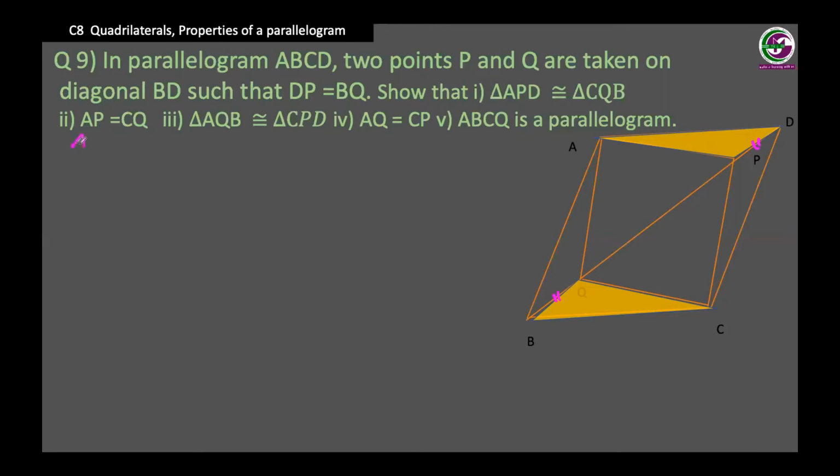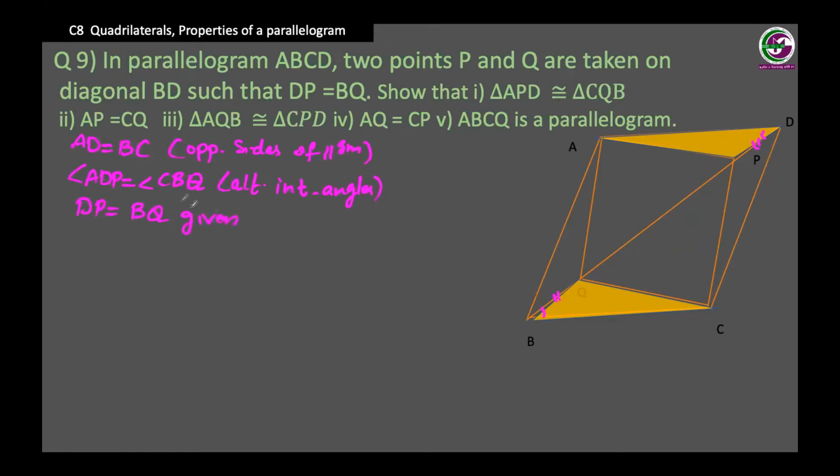For that we have AD is equal to BC because they are the opposite sides of a parallelogram. And we have the Z shape. If you can notice here, in the Z shape, these two angles are equal. Angle ADP is equal to angle CBQ, alternate interior angles in the parallelogram. Also, DP is equal to BQ is given. So we have side, angle, side. By SAS, triangle APD is congruent to triangle CQB.